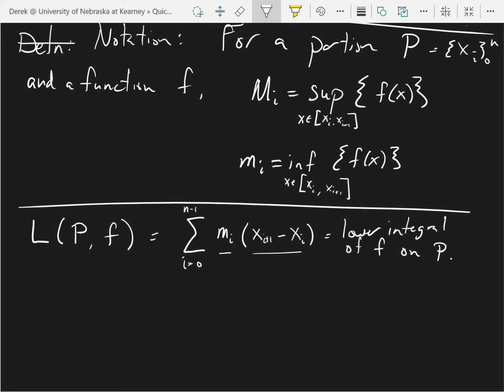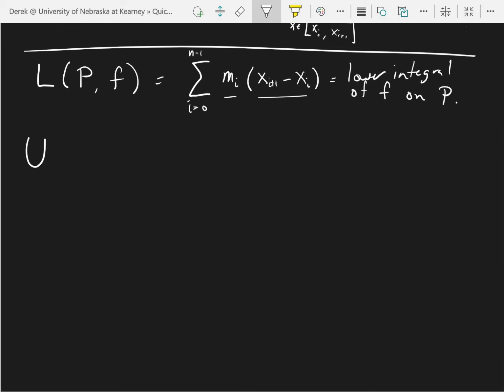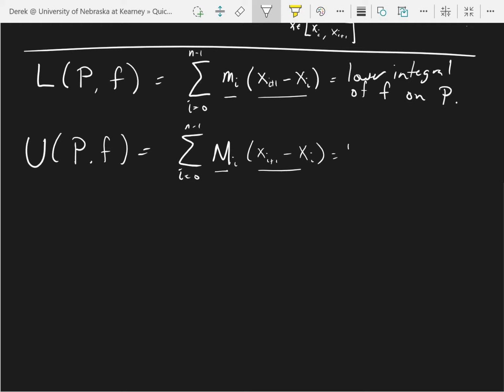Okay. And I have an upper integral. I've got U of P comma f, and that's going to be very similar. I'm going to use capital M_i, and this is going to run times x_(i+1) minus x_i. I'm going to take the height of the bigger rectangle times the width of the rectangle and add those up, and this is the upper integral of f on P.